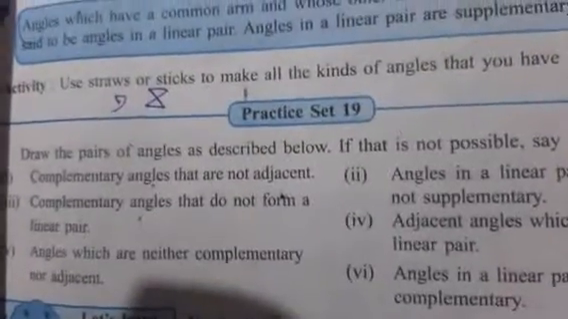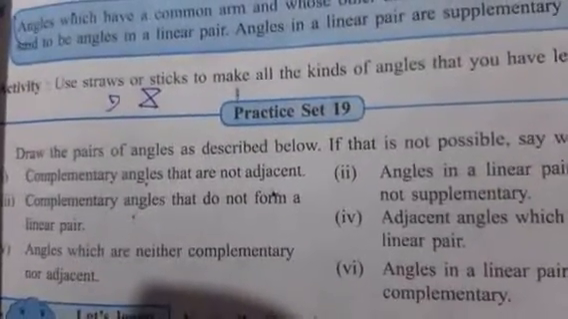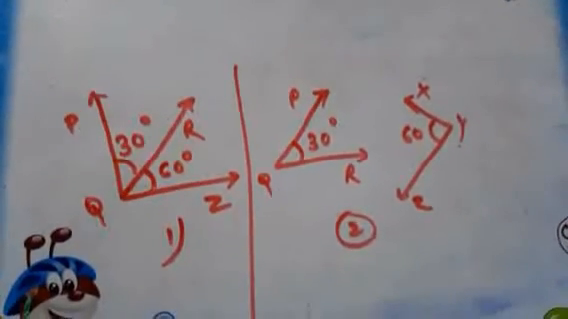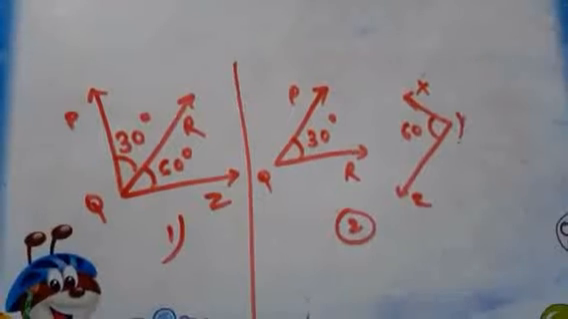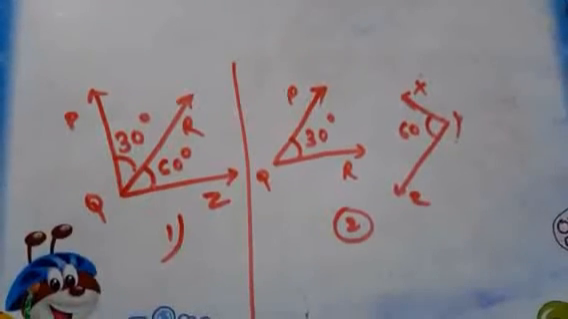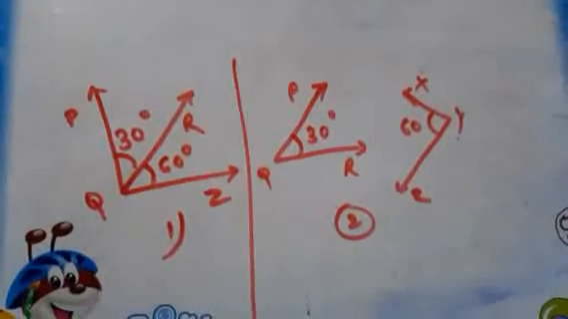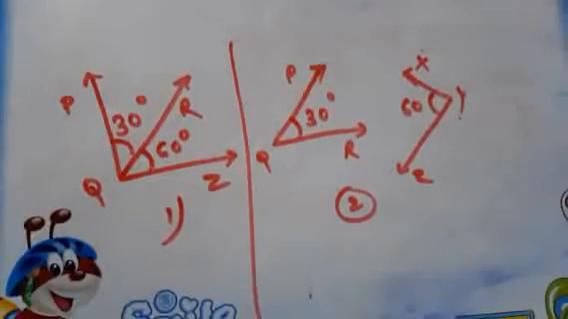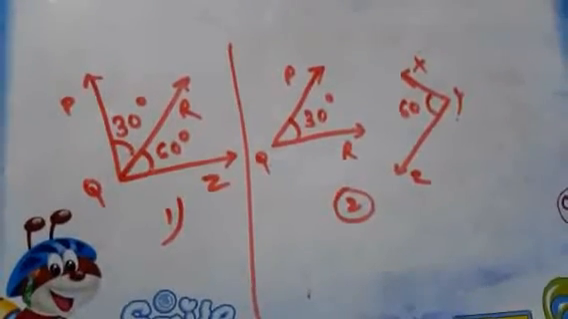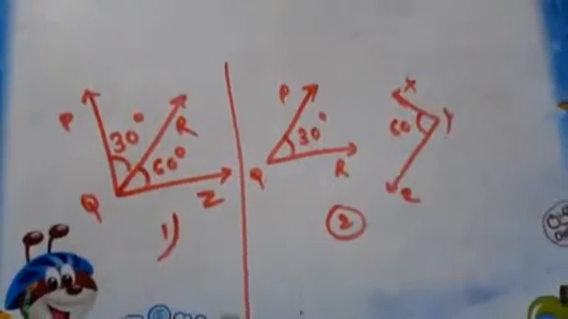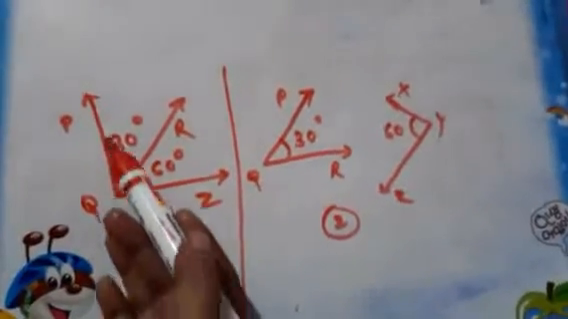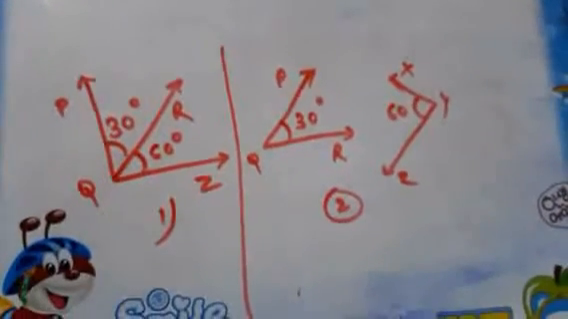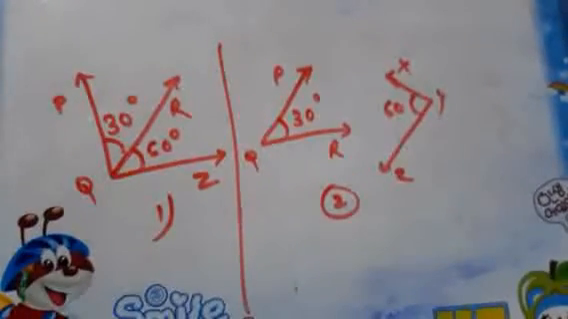Next is complementary angles that do not form a linear pair. So this pair of angles should be complementary but they should not form a linear pair. Complementary means their addition should be 90 degrees, and linear pair means they form a straight line with 180 degrees measure. So for that, like this, adjacent complementary angles you can draw, or separately also you can draw. There are a number of options you can draw for this question.